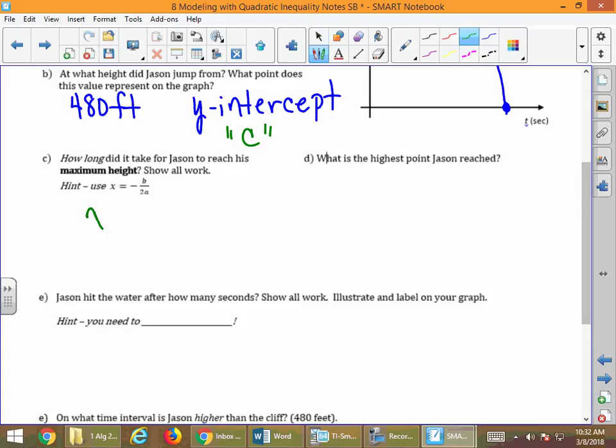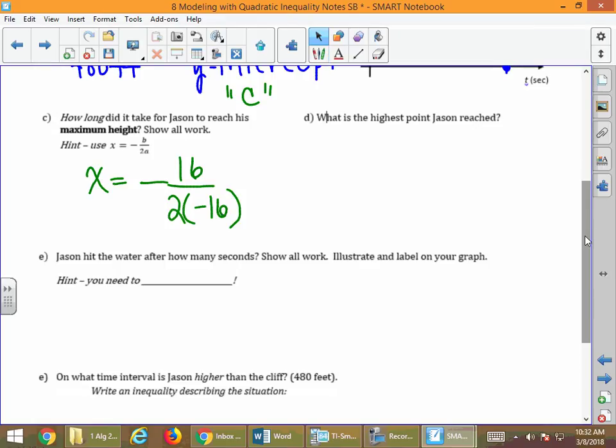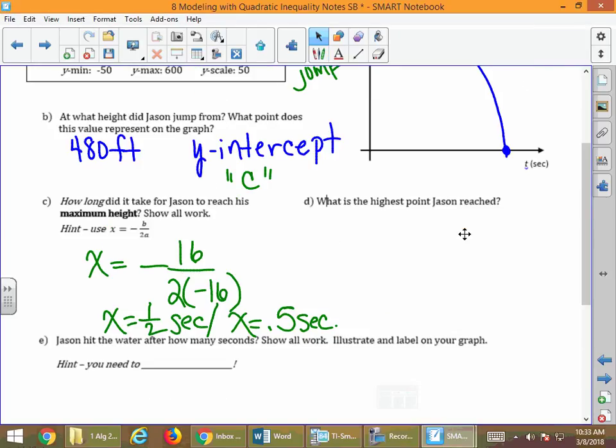So x equals the opposite of 16, which is our b, divided by 2 times a, which is negative 16. If you have a fraction button on your calculator, I would use it. But ultimately what happens is that x equals 1/2. Half a second. And if you prefer, x equals 0.5 seconds. So what is the highest point there?